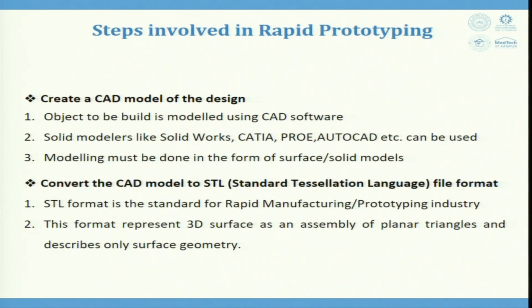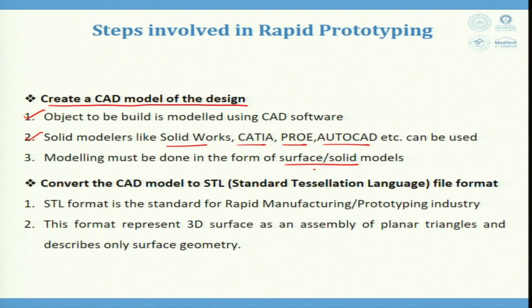The steps involved in additive manufacturing or rapid prototyping or rapid manufacturing are: first is to create a CAD model of the design. The object to be built is modeled using CAD software. Solid modelers like SolidWorks, CATIA, Pro-E, AutoCAD etc. can be used. Modeling must be done in the form of surface or solid models in general. So, wireframe models are also there.